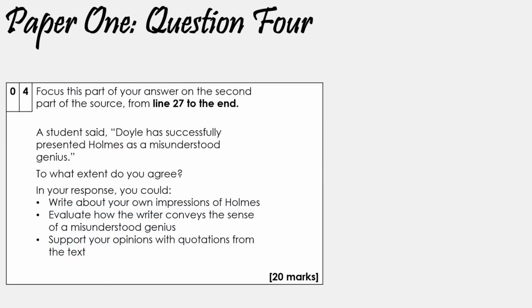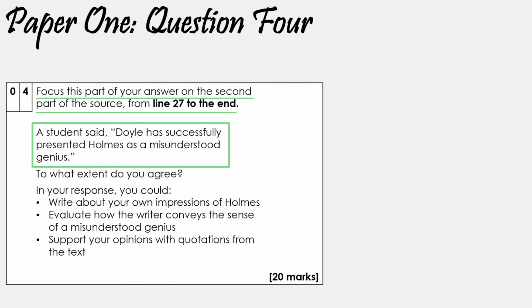A question 4 looks something like this. It directs you to a certain part of the text. Sometimes that could be the entire text. Sometimes it could be a specific set of lines. On question 4, the question will give you a statement, and it will ask you something along the lines of, to what extent do you agree? Now, you can disagree with the statement, sure, but it's written so that there will be loads to write about if you agreed with the statement.